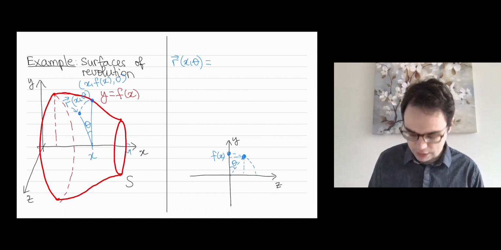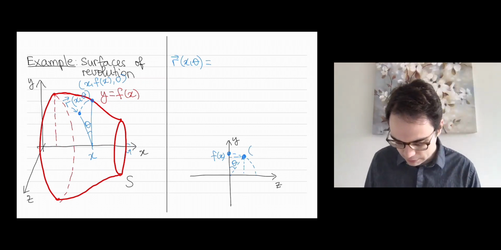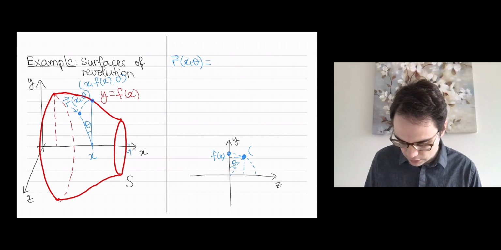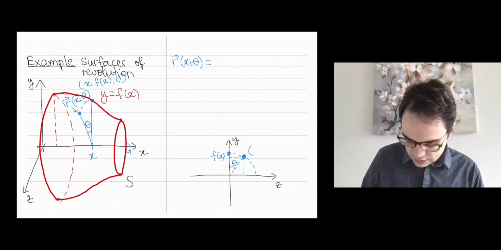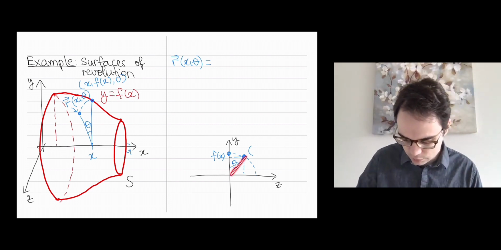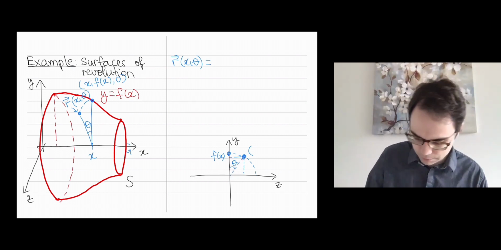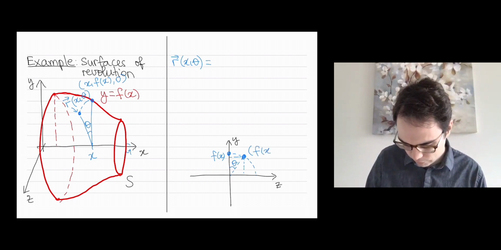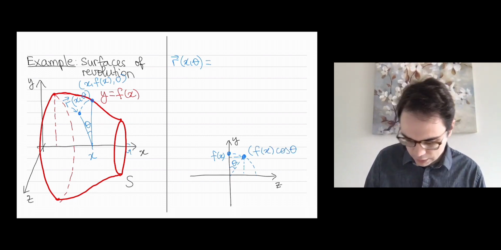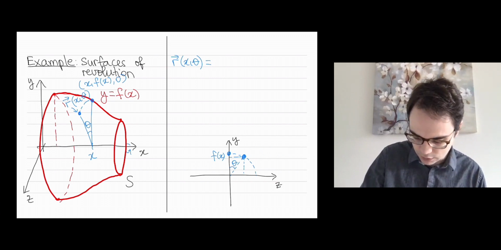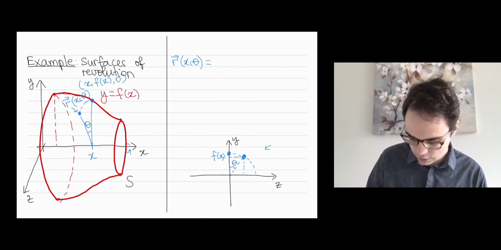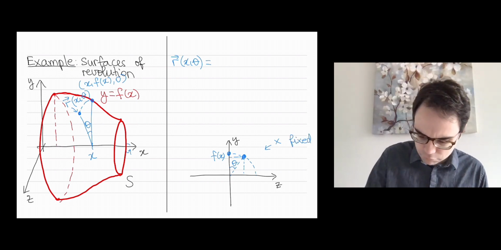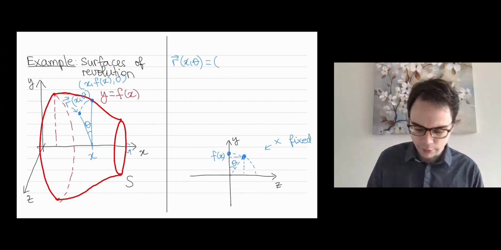Well, let's use sine and cosine. I'm sorry, the picture is kind of squeezed in there, but this point on the YZ plane has coordinates. The distance from the origin is f of x, just like here, and y is f of x cosine theta. Let me just give you coordinates on the original. So here, x is fixed. Let's write down the original parameterization.